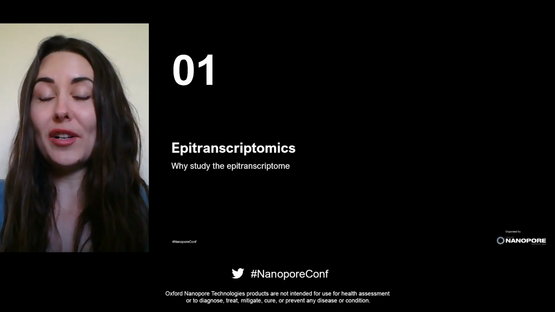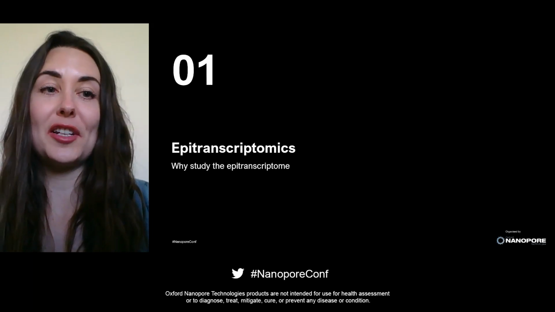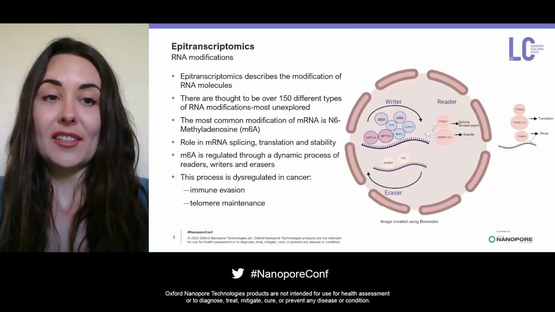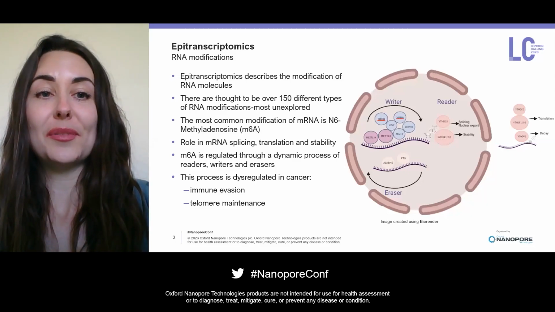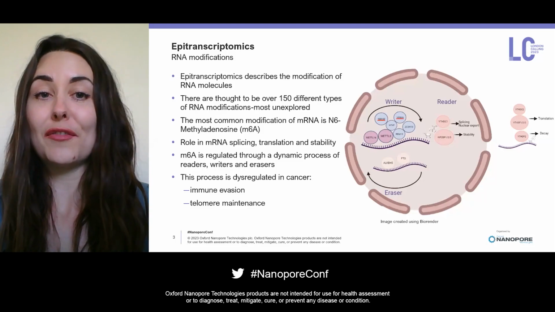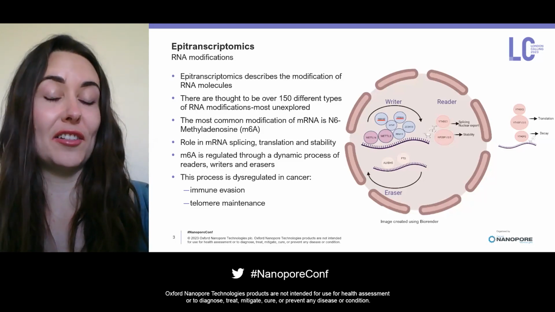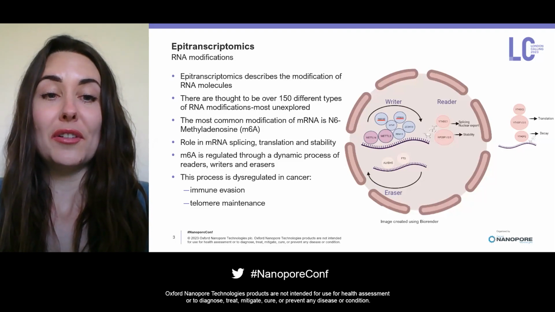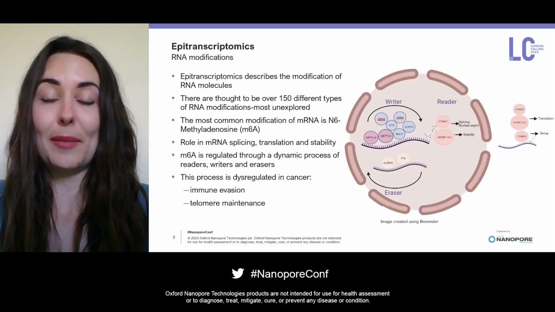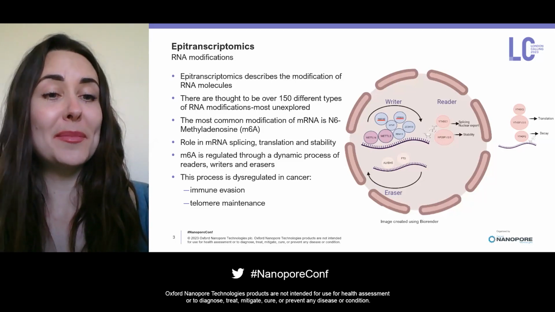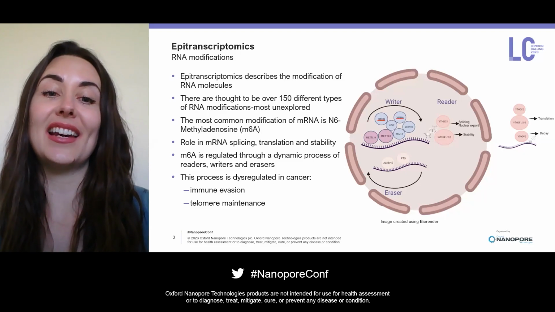So firstly, what is epitranscriptomics and why should we study the epitranscriptome? Epitranscriptomics describes the modification of RNA molecules. There are thought to be over 150 different types of RNA modifications. Most of these are actually unexplored. The most common modification of mRNA is N6-methyladenosine, or m6A. M6A is thought to have a role in mRNA splicing, translation, and stability.